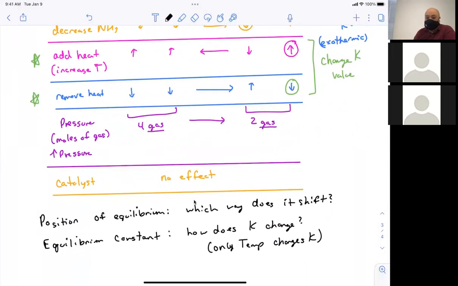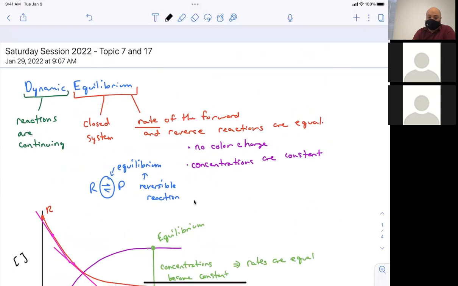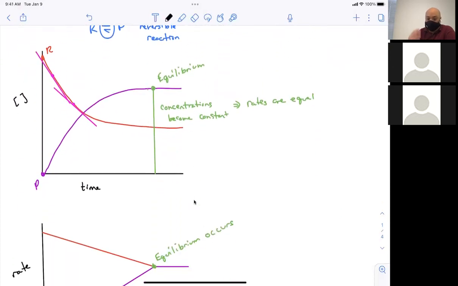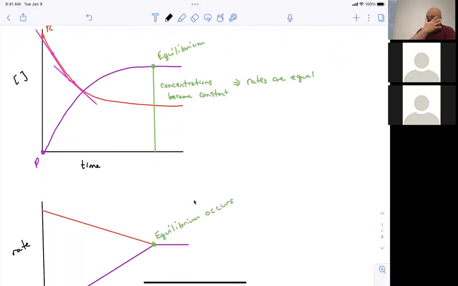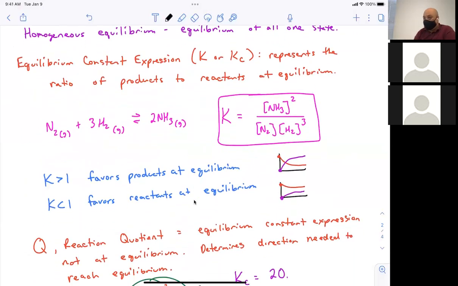Those are the main ideas of standard level equilibrium. So understanding, 1, what a dynamic equilibrium is. 2, understanding what the graphs of equilibrium are. These 2 graphs are different in how they define equilibrium. 3, understanding how to write an equilibrium constant expression, understanding how to plug values into the equilibrium constant expression, and what the K value means.